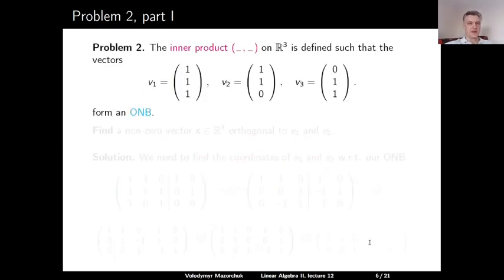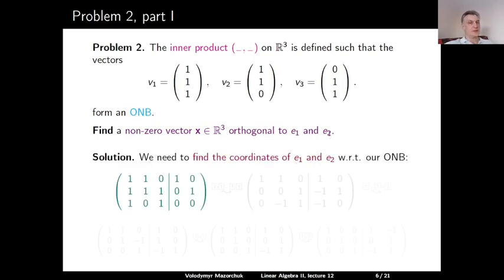Problem 2. The inner product on R3 is defined such that the vectors v1, which is (1, 1, 1), v2, which is (1, 1, 0), and v3, which is (0, 1, 1), form an orthonormal basis. Find a non-zero vector x in R3, which is orthogonal to the standard basis vectors e1 and e2.